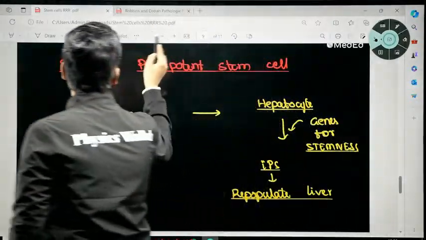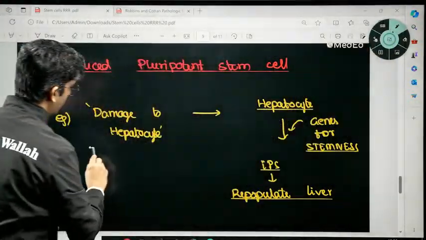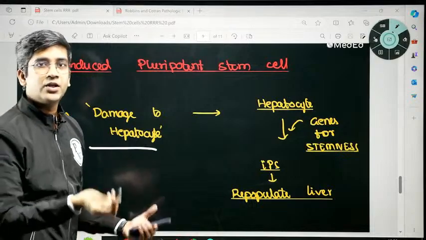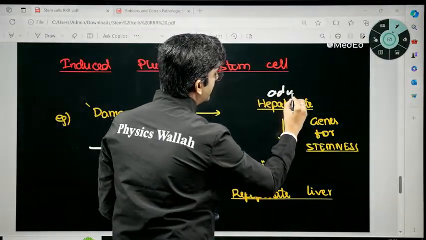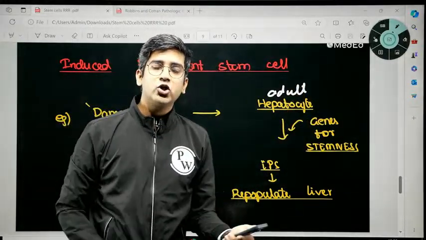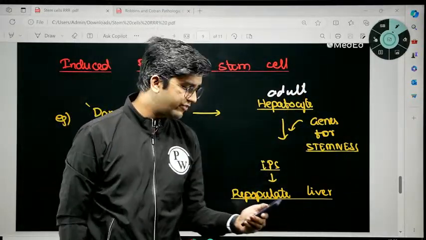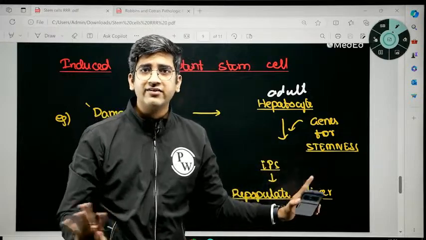Let's assume I had damage to my hepatocytes. Our hepatocytes underwent damage, and I need to replace them. So what I do is, I take the same person's adult hepatocyte. Will this adult hepatocyte have the property of only liver, or will it also have the property of kidney, heart and everything? It will have the property of only liver. It won't have other properties, right?